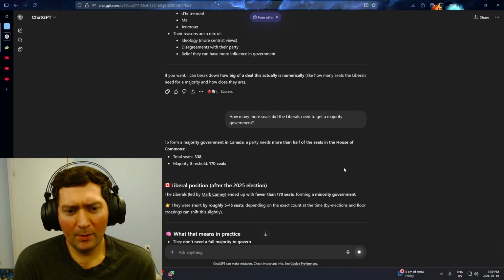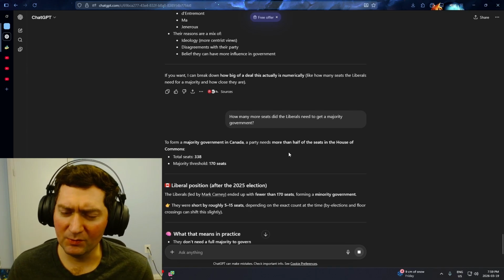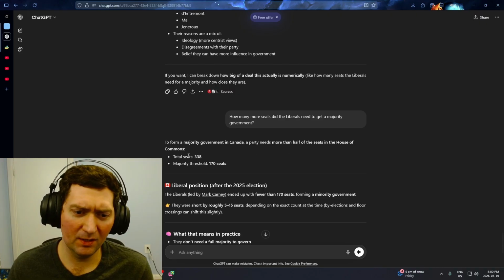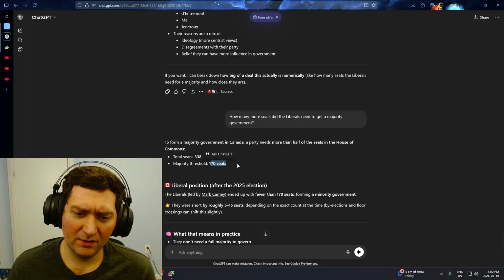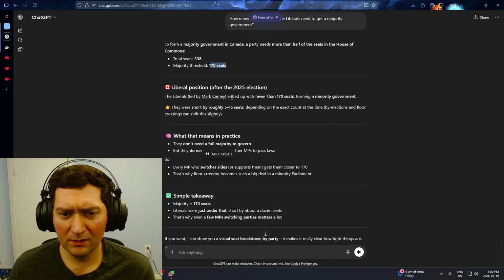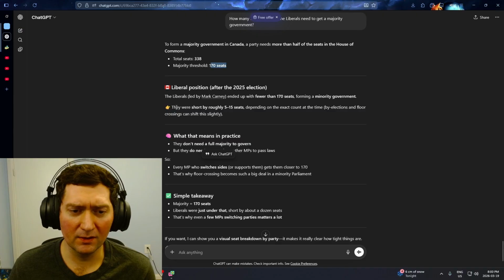To form a majority government in Canada, a party needs more than half of the seats in the House of Commons. 338 seats total, so they need 170. How many do they got? The Liberals ended up with fewer. Okay, yeah.